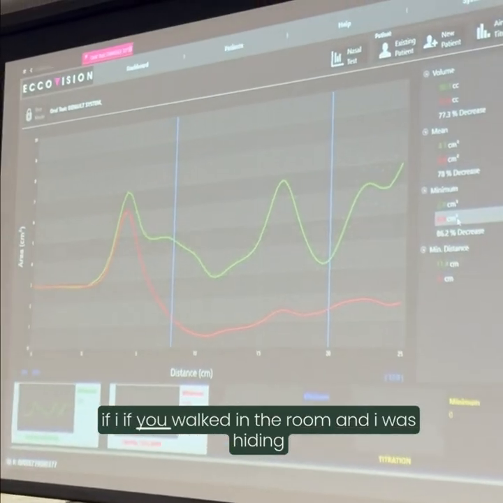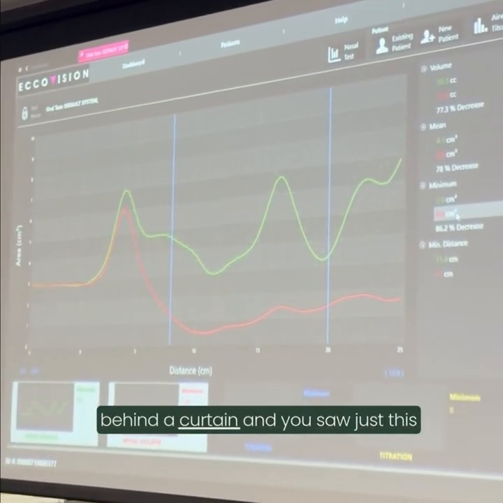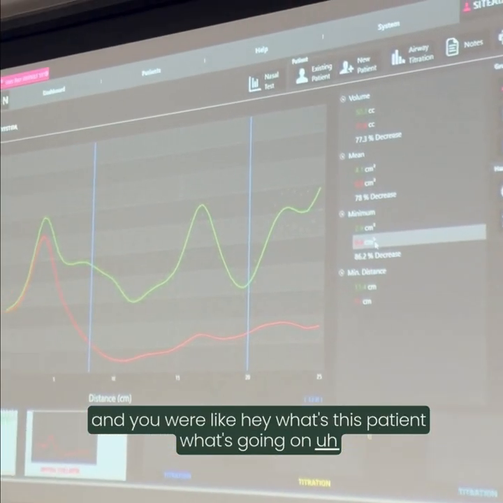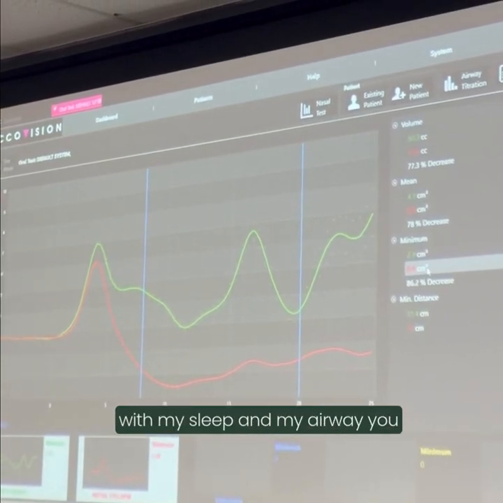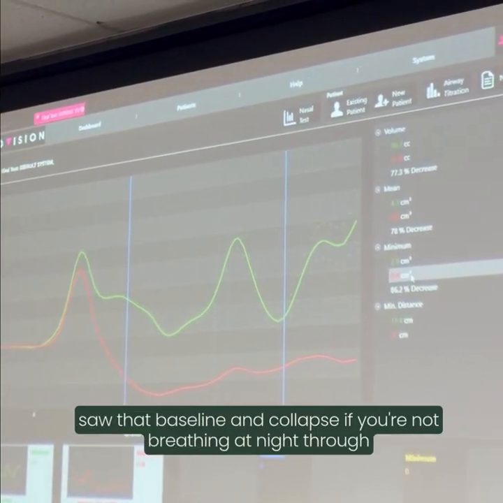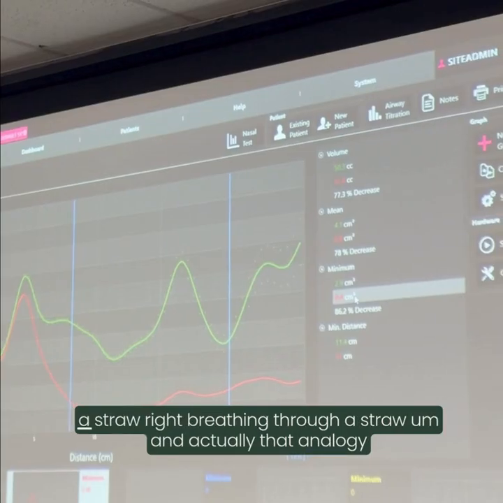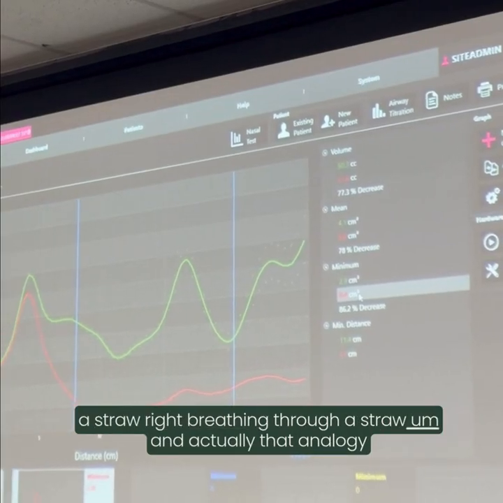Guys, if you walked in the room and I was hiding behind a curtain and you saw just this and you were like, hey, what's this patient, what's going on? What would you think is happening with my sleep and my airway? If you saw that baseline and collapse. You're not breathing at night. You're breathing through a straw. Right, breathing through a straw.